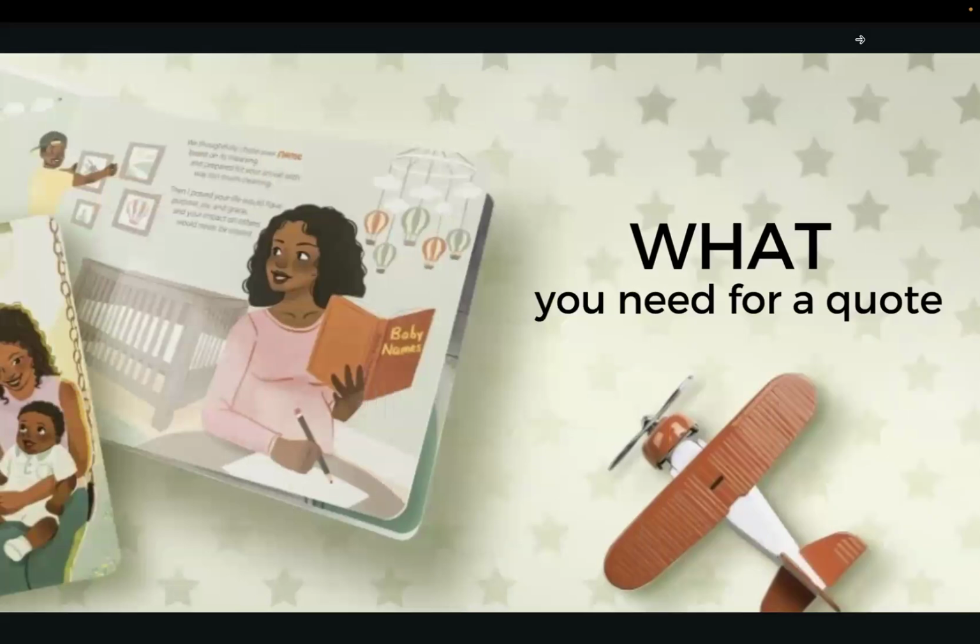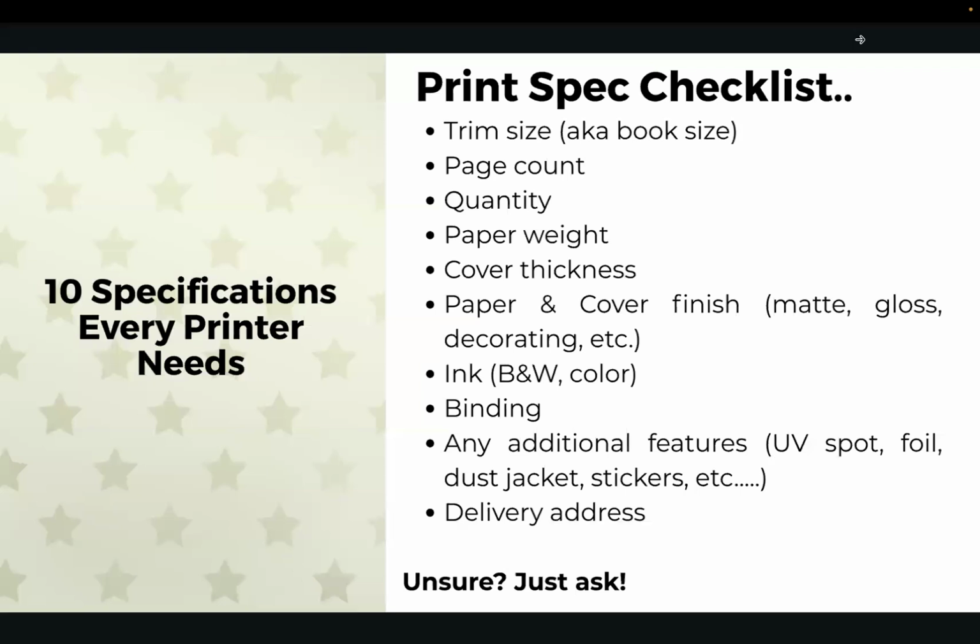Okay, so first off, what are the things that you need in order to even request a printing quote? Every printer is going to need these 10 specifications of your project. They're going to need to know your trim size, which is also known as your book size, the page count, the quantity of your print run, the paper weight for your book, the cover thickness of your book, the paper and cover finishings that you are interested in, the type of ink, whether it's black and white, color, or a combination of both for your pages and cover, the binding that you're choosing, and any additional features that you would like to include in your book, along with the delivery address.